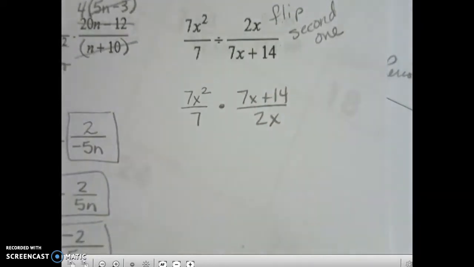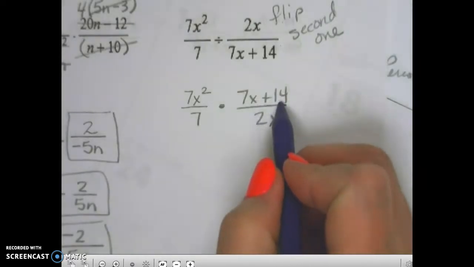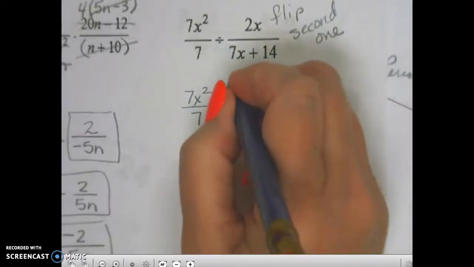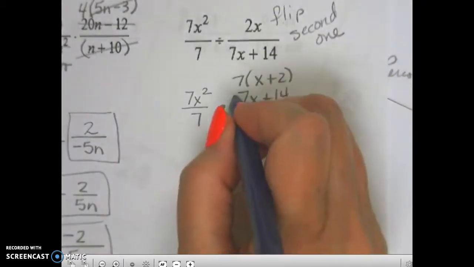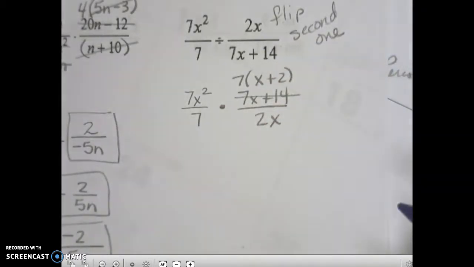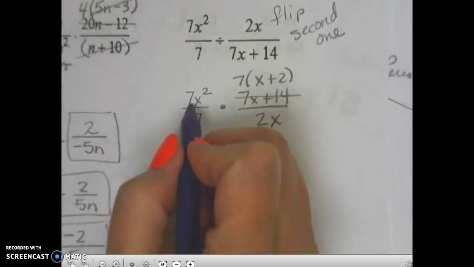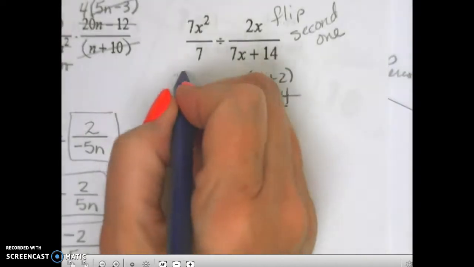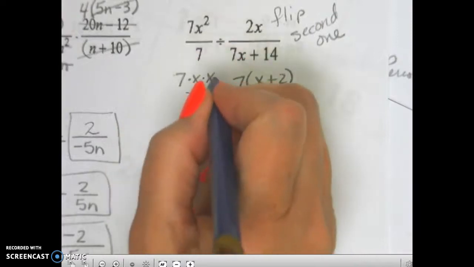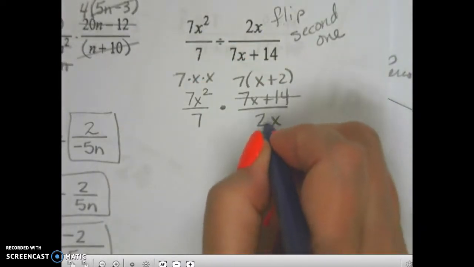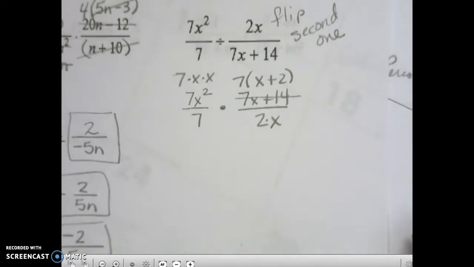Now I need to factor. Well, what goes into both 7 and 14? Well, 7 does. And that leaves me x plus 2. So that's factored. Well, I need a common factor from the top and the bottom. I'm going to rewrite this 7x squared as 7 times x, just to remind you that all of those are being multiplied. And 2x down here is 2 times x. So I need things that multiply to cancel them.